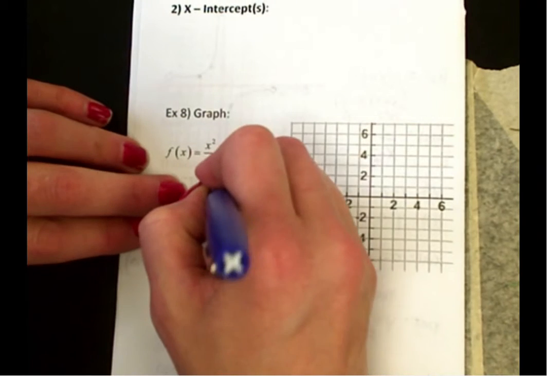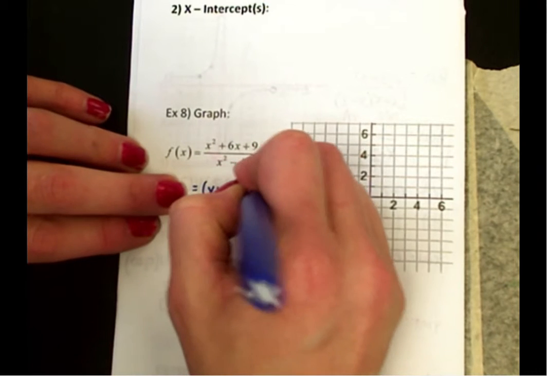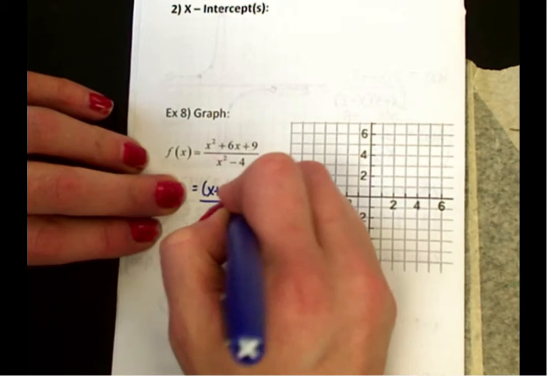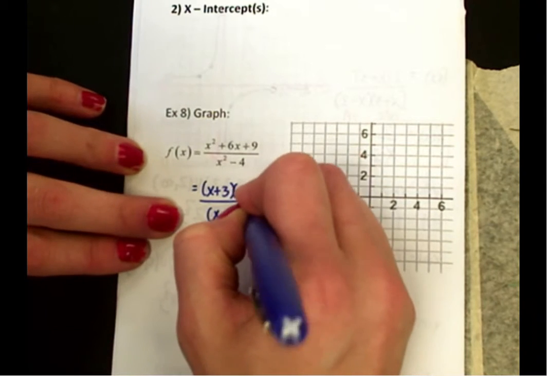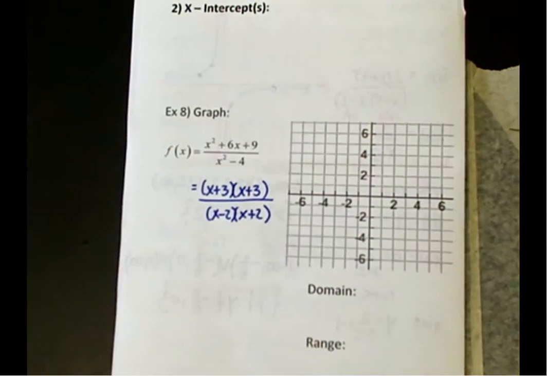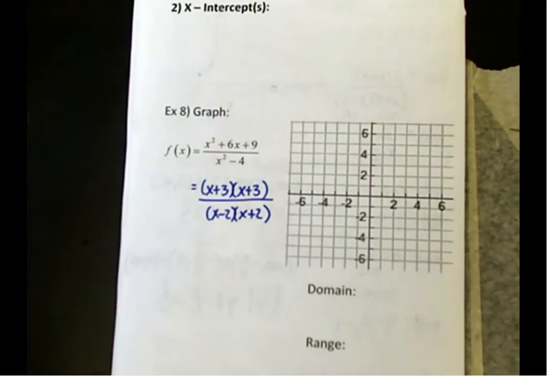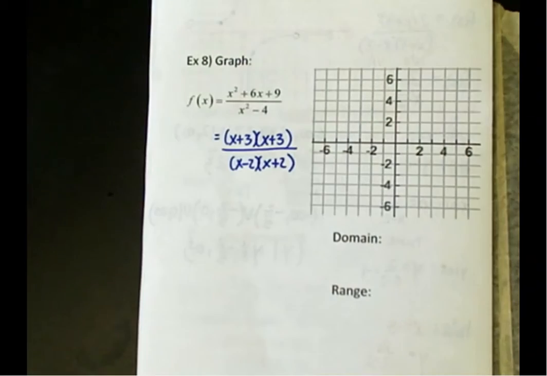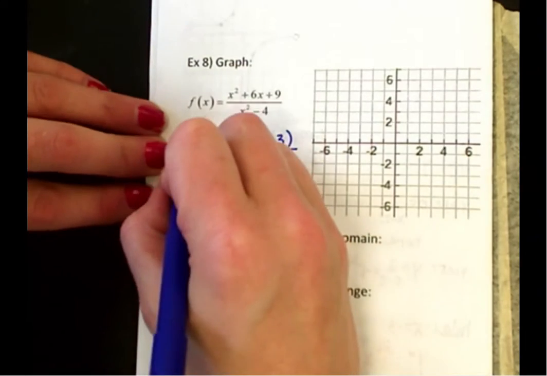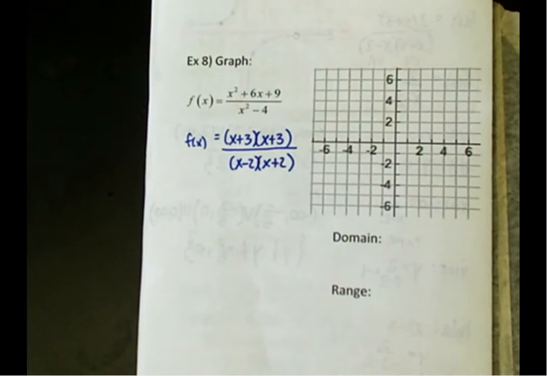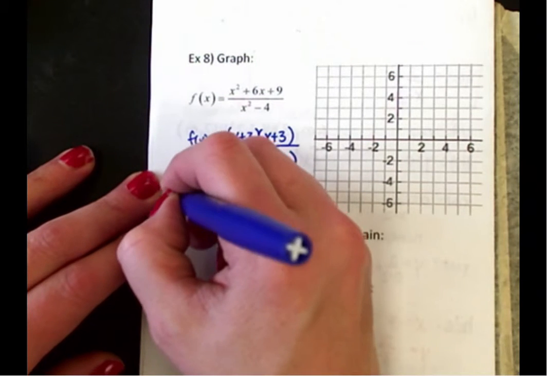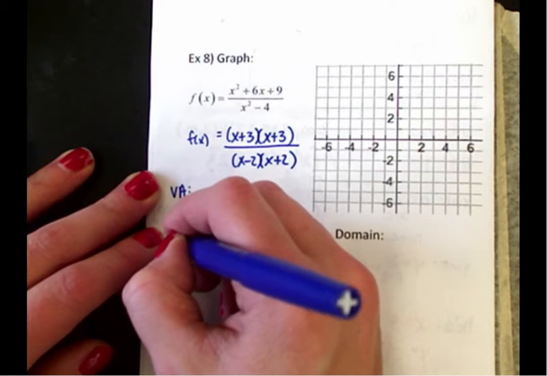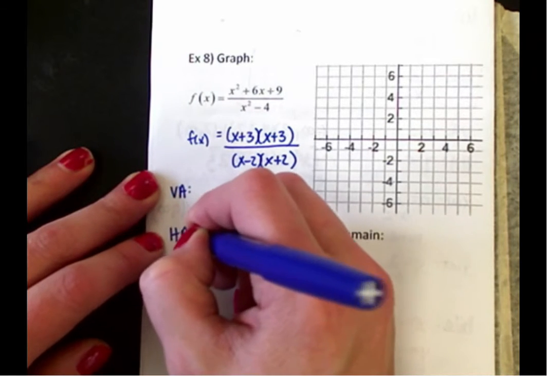Okay, so we get x plus 3, x plus 3, x minus 2, x plus 2. No common factors. Okay, let's continue. We need vertical asymptote, horizontal asymptote.